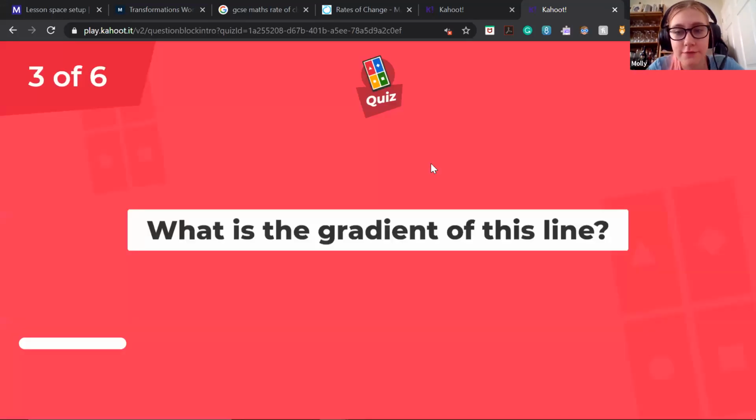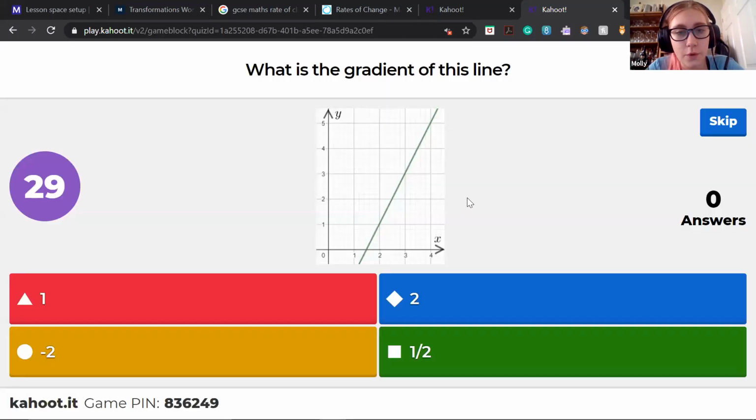Okay, this is a rate of change question. So what is the gradient of this line? We have covered gradients, and actually enlargements and rate of change, both of these topics are going to be quite similar to ones that we've covered before. So hopefully it won't be too taxing. It's near the end of the week. We'll have a nice gentle lesson, hopefully.